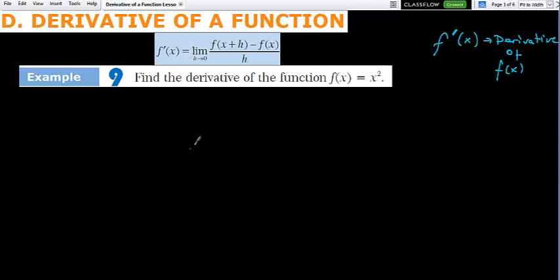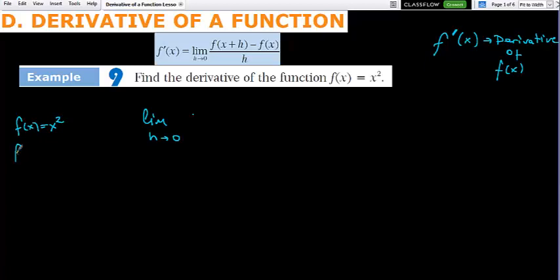Okay, how to find the derivative? For the derivative, we have this formula: f'(x) is equal to limit h tends to 0 of f(x plus h) minus f(x) over h. And if I replace in this function here, f(x) is equal to x squared, so f(x) is equal to x squared.